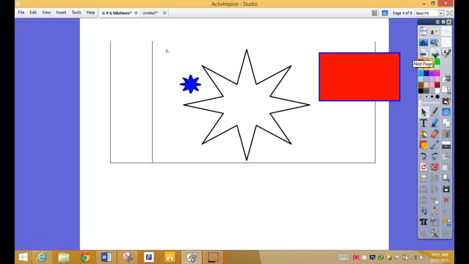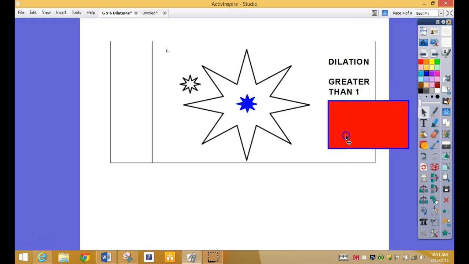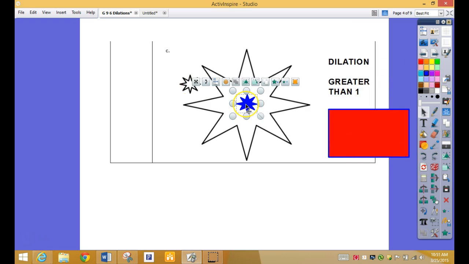Okay, how about this image? Does this look like a dilation of the larger image? I'm saying yes. Everybody's thinking yes. Would it be greater than or less than 1? Less than 1. So you're saying we'd have to take this times something bigger than 1? Like 2, 3, 4, 5, 6, 7 or whatever? So let's see if it works.